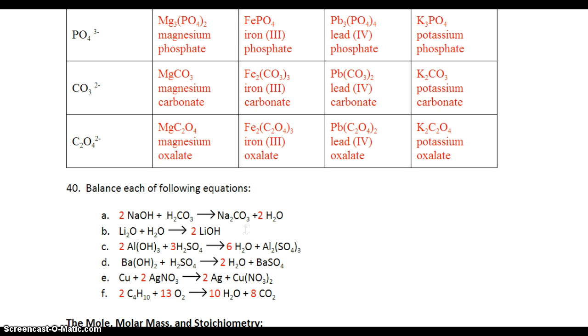You'd follow the same procedure in balancing the remaining ones, just continuing to look at how many of each element or radical are on the left side and how many are on the right side, and what you need to multiply any of the particular formulas by to get the proper coefficients.